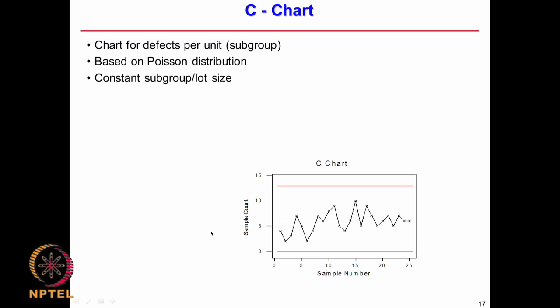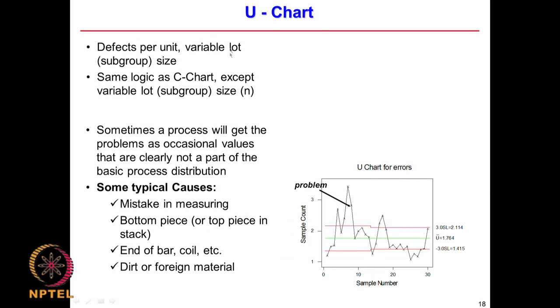That is called the C chart. Then you have the U chart. When you have a variable lot, that is called the U chart. It is the same as the C chart, except the lot size keeps changing.